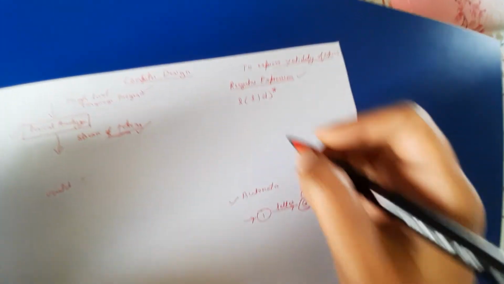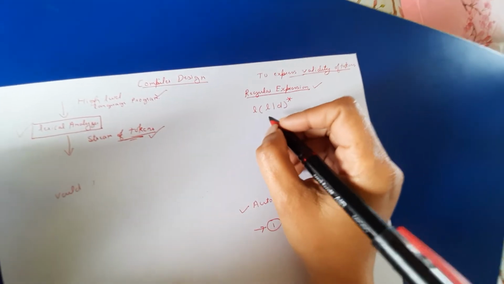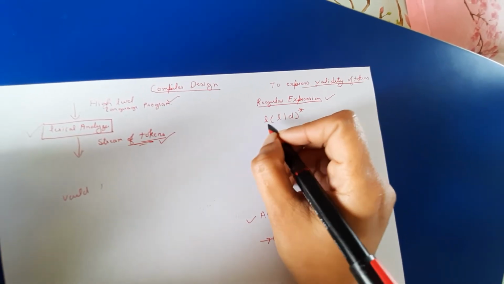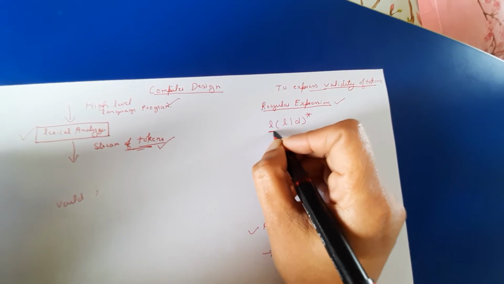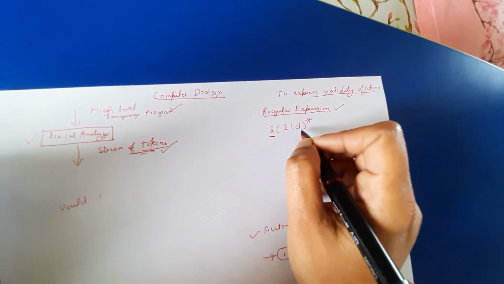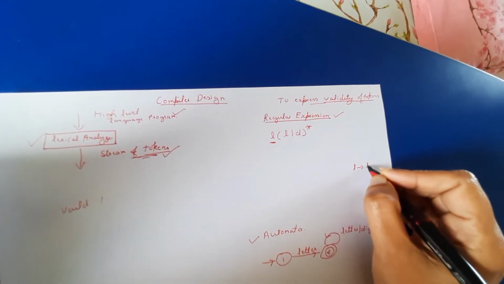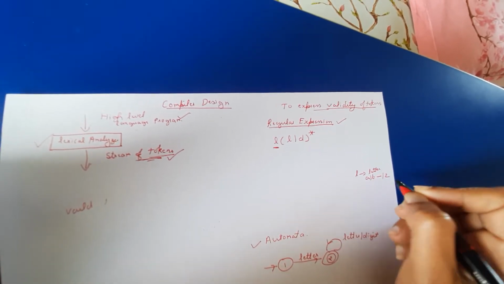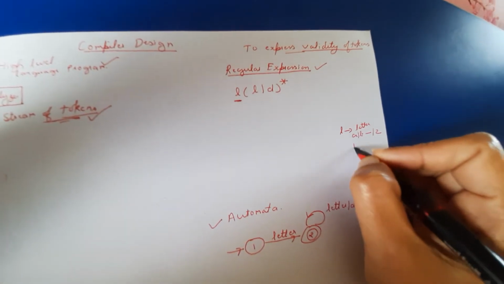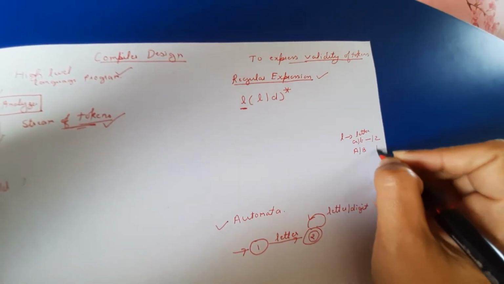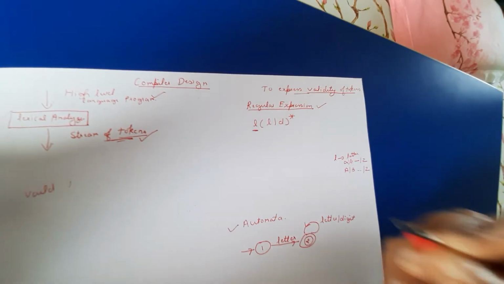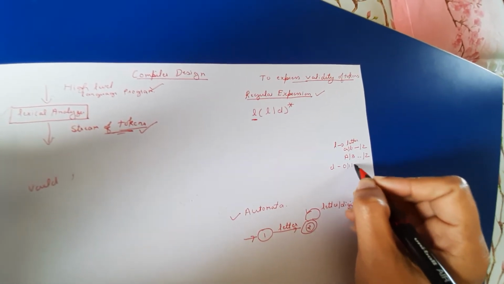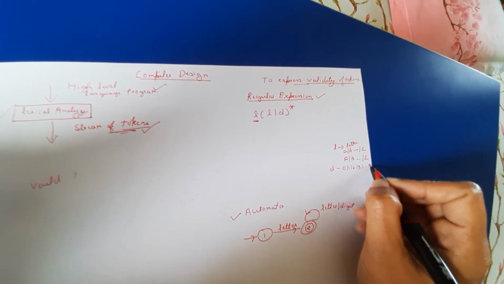What is a regular expression? It is basically a notation to represent the validity of a token. For example, here we have taken a notation where the first character should be a letter, L for letter, D for digit. L is for letter, that is from A, B till Z, capital A till capital Z, all letters. And the digit is 0, 1, 2, 3, and so on up to 9.